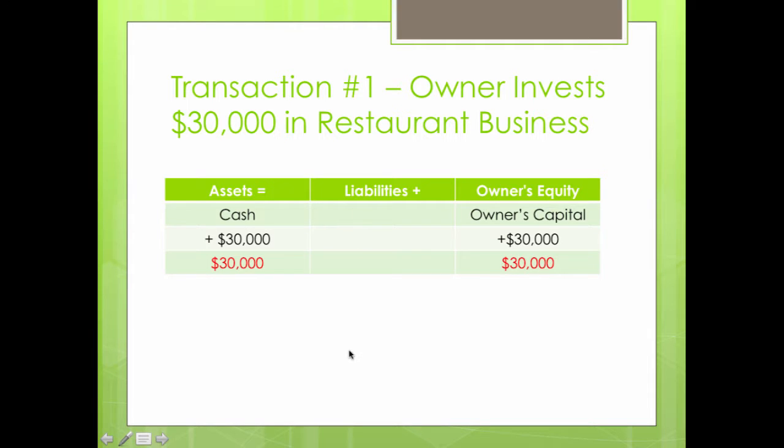Liabilities is left alone because nothing happened there. But in the owner's capital account, we also started with a zero balance, $0. And because of the investment, the owner's capital account now has $30,000. And that's also recorded in red. So as you can see, our accounting equation is balanced because assets equals 30,000 and liabilities plus owner's equity also equals 30,000. So 30,000 equals 30,000, that means it's balanced.